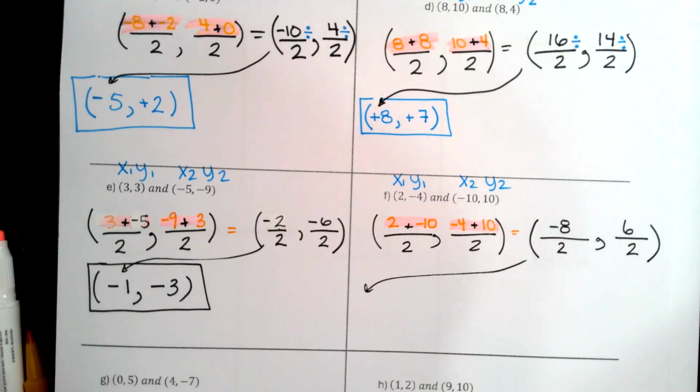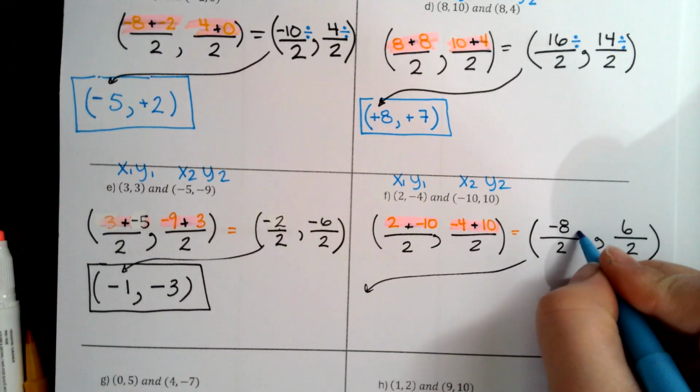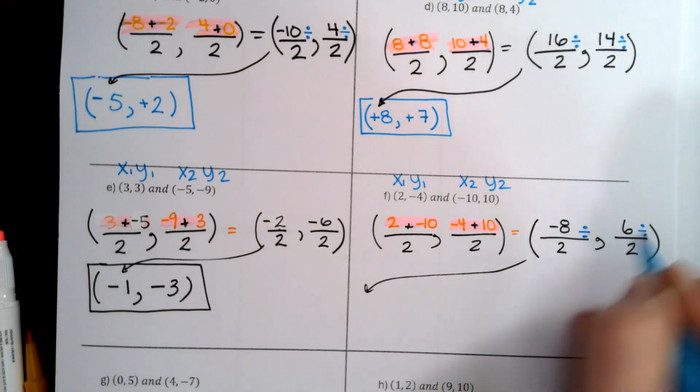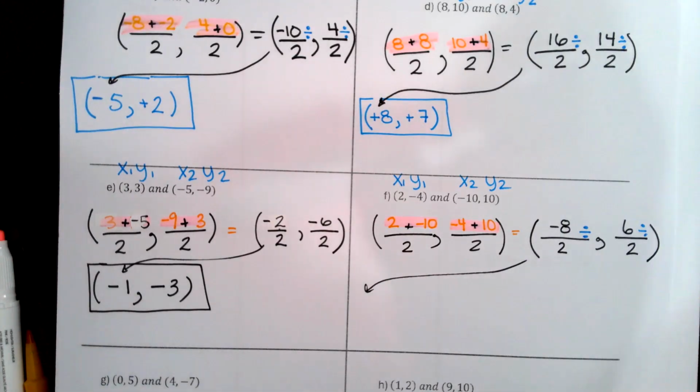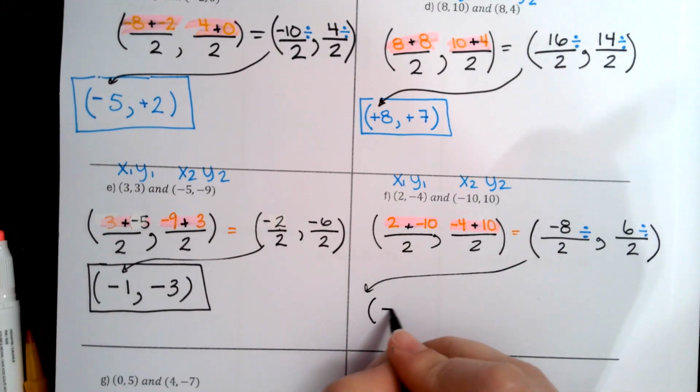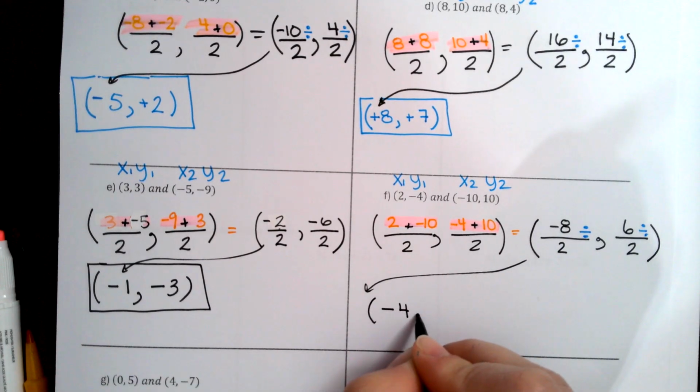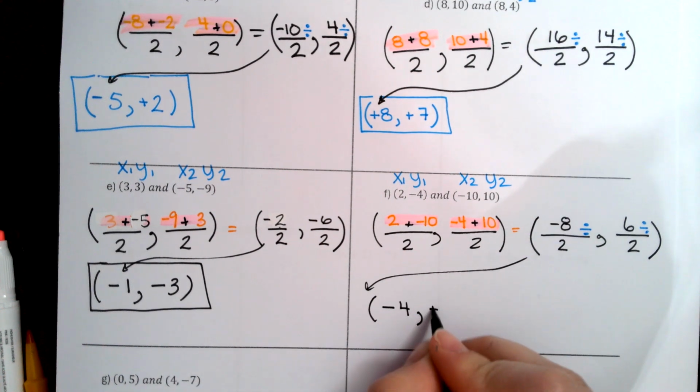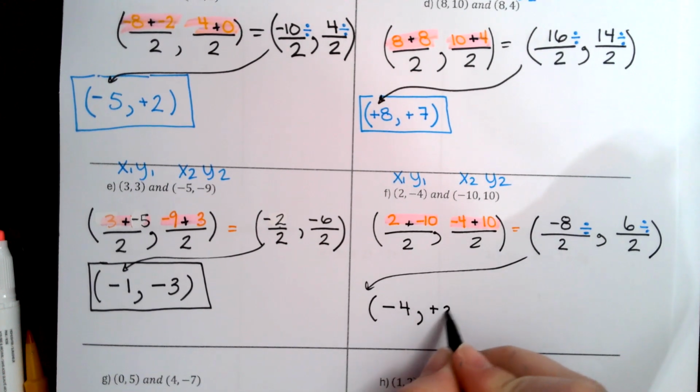Here we are dividing. Asking yourself same or different. So negative positive is a negative. 8 divided by 2 is 4. Positive positive is a positive. 6 divided by 2 is 3.